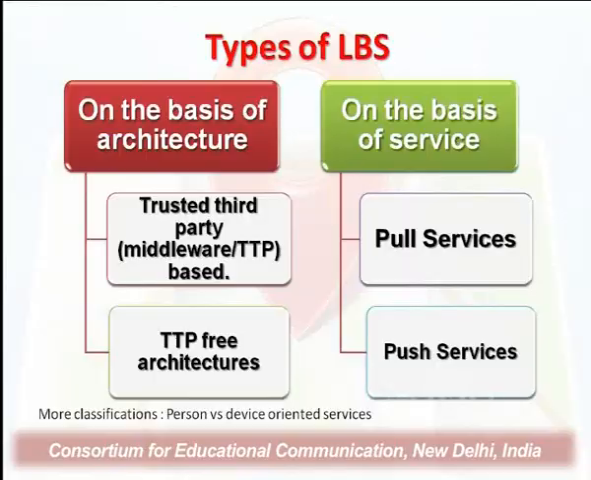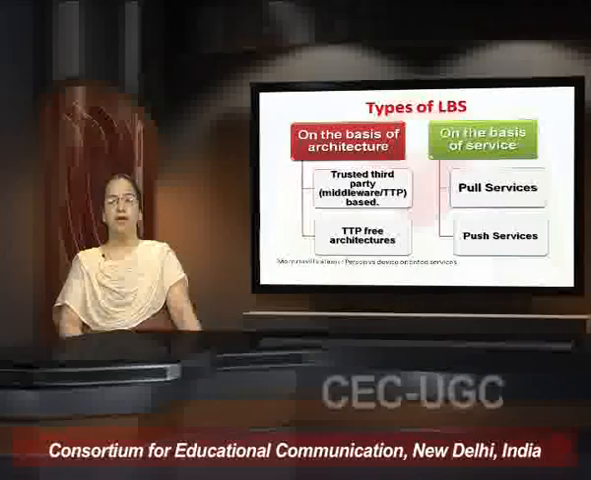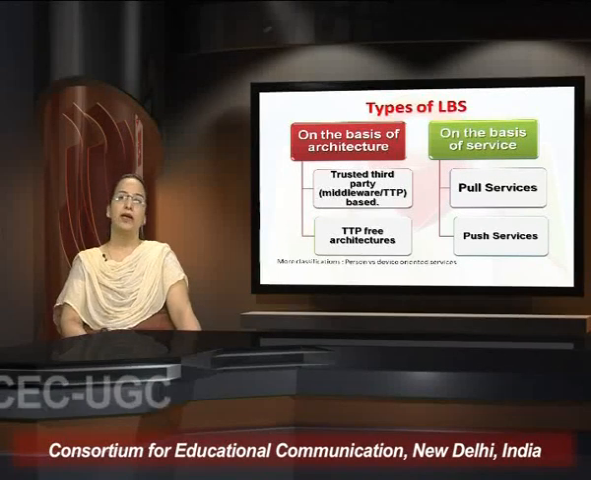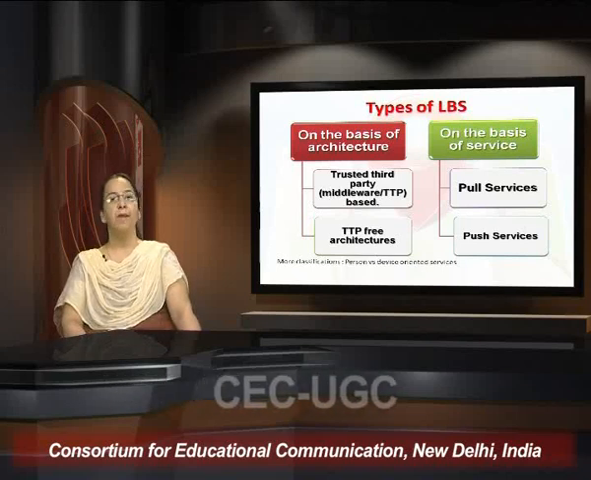Coming to types of location based services, there can be various types depending upon what parameters you are choosing for categorization. On the basis of service, it could be a pull service or a push service. Now, what is a pull service? A pull service is one for which you have subscribed and you are looking for the service actively. These are also known as active services. For example, your near me services, or when you are asking for any service from Google Maps. That means you are pulling the content or the services from the service providers.